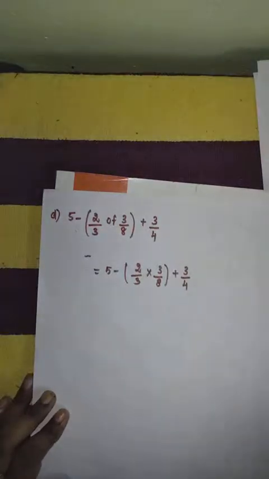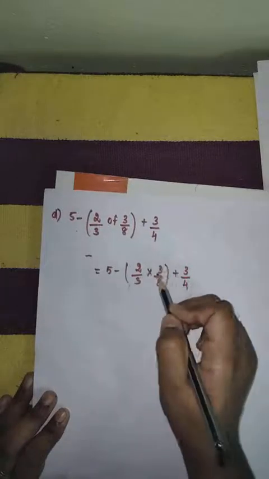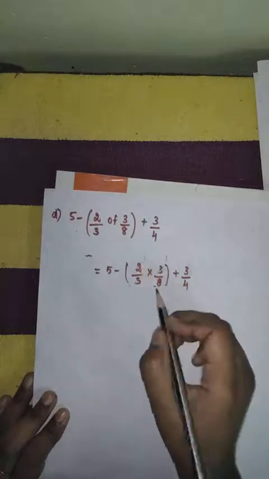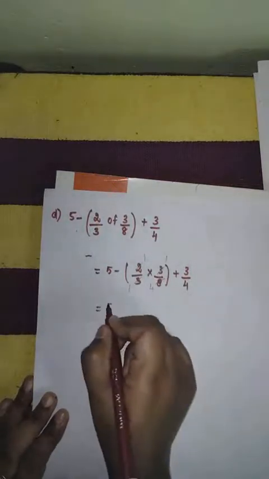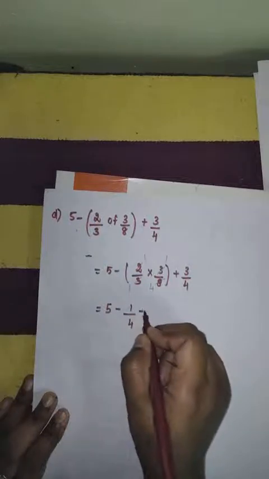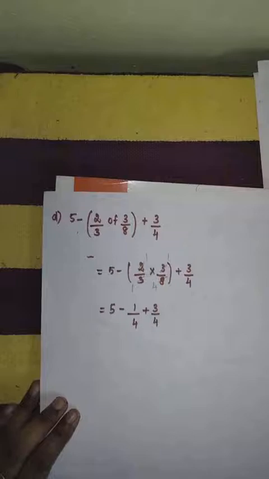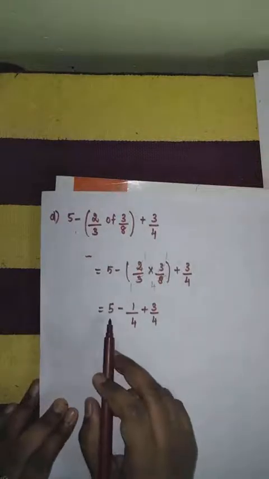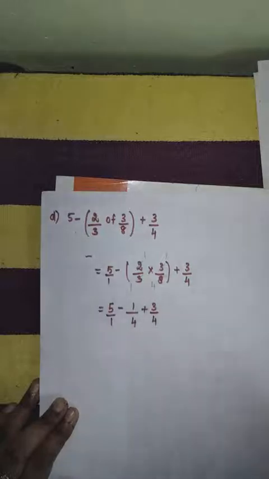Okay, so check whether any common factors are there. Yes, we can cancel 3 and 3. Then 2 and 8. 1 2 is 2. 4 2s are 8. Now 5 minus 1 into 1 is 1 by 4 plus 3 by 4. Okay, so what is the fraction form of 5? We can write 5 as 5 by 1, right?